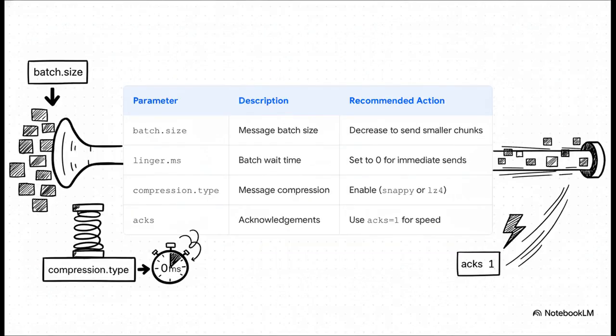And the great thing here is you can do this with just a few simple configuration changes. You can decrease your batch size, you can set linger.ms to 0 so messages are sent right away, and you can enable compression to shrink the data before it even hits the network. You can even adjust your acks setting. If you're willing to trade a little bit of durability for more speed, setting it to 1 can really help.